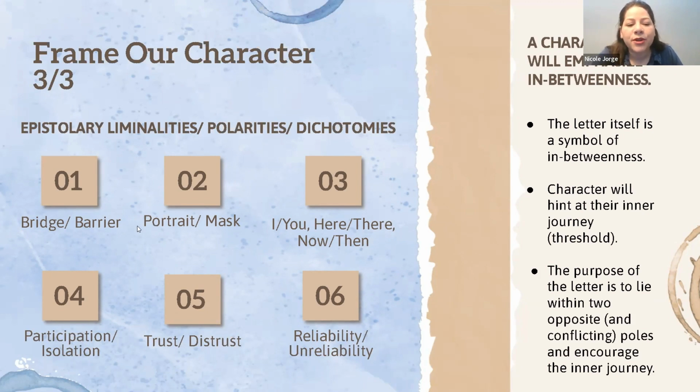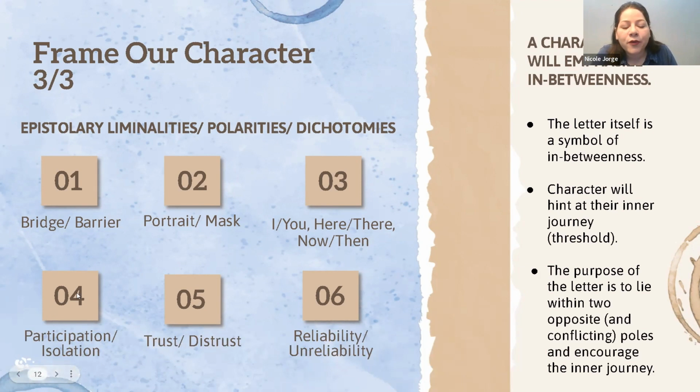For example, the first one is bridge or barrier. In what situation is this letter going to allow our characters to want to come closer, or on the contrary, just go different ways? Or, for example, portrait and mask, in which, to what capacity are our characters being their true selves, or are they being deceitful? And then there is "I'm here now, you are there then," where there are people in different places in different times. And what happens when they're going to communicate?